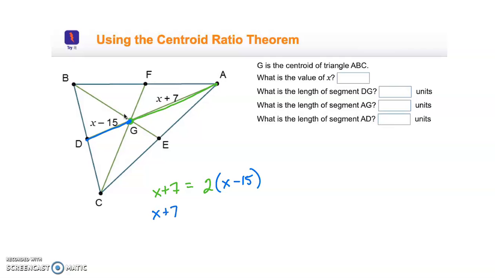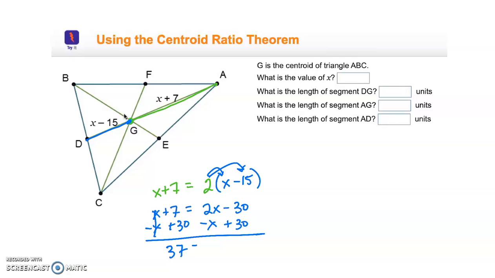We have x plus 7 equals 2x minus 30 when we distribute this. And then I'm going to subtract x from both sides, and I'm going to add 30 to both sides. We have 37. 2x minus x is x, and 30 minus 30 is 0. So x equals 37. So that's just our value of x.